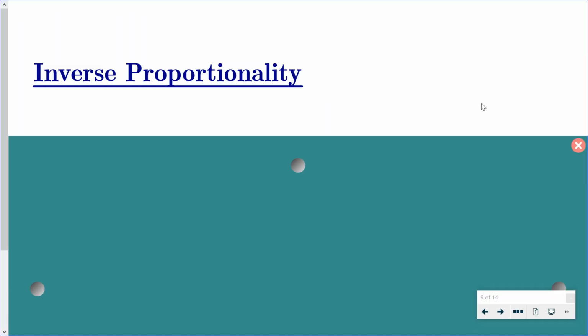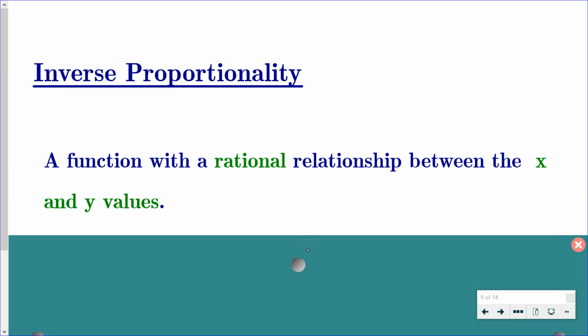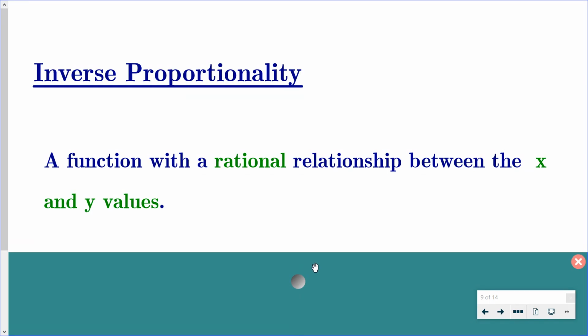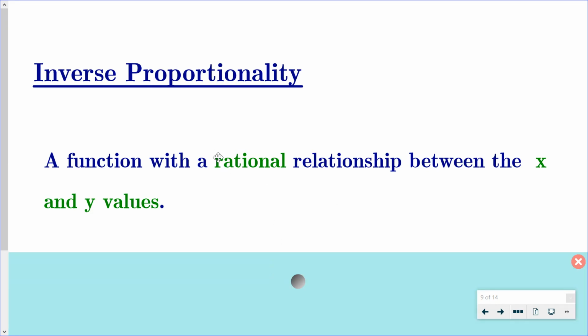So the next piece, we've covered direct proportionality. Kind of the opposite of a direct proportionality is inverse proportionality. And inverse proportionalities are a function with a rational relationship between x and y. Okay? Rational refers to fractions. So we're going to be talking all about fractions here.